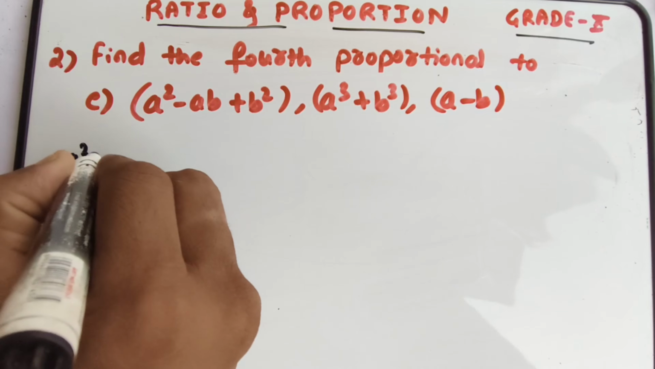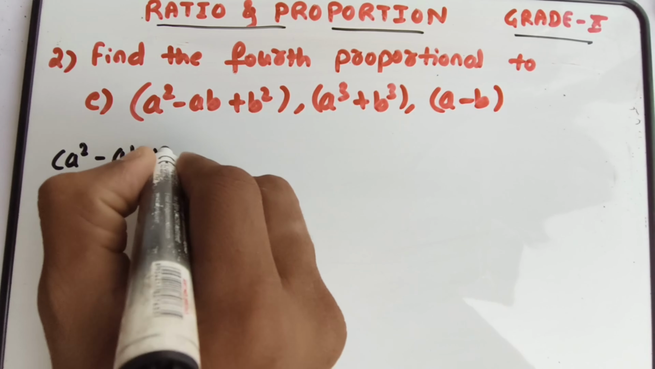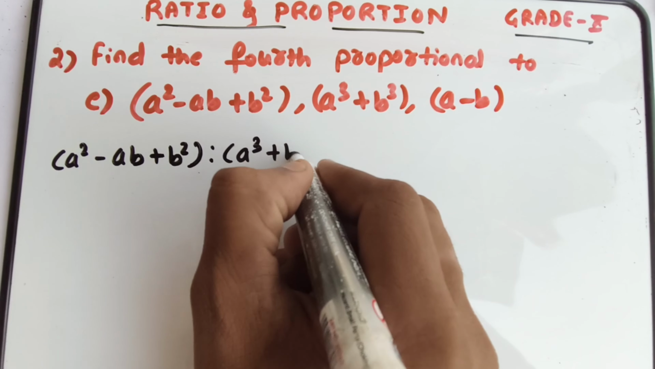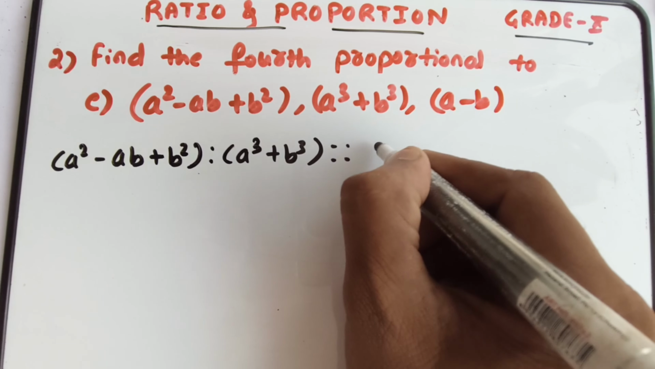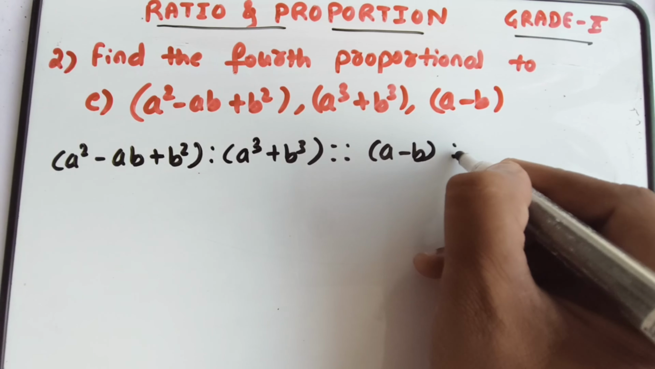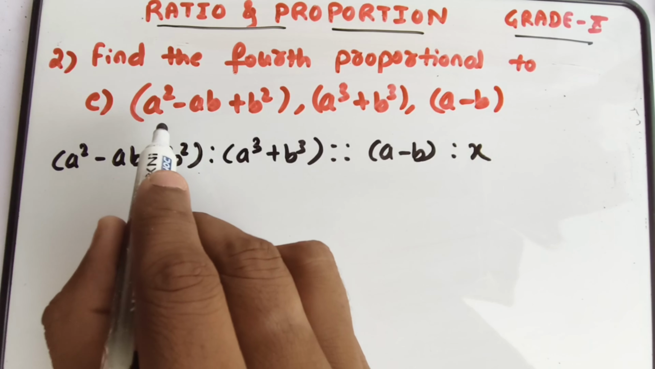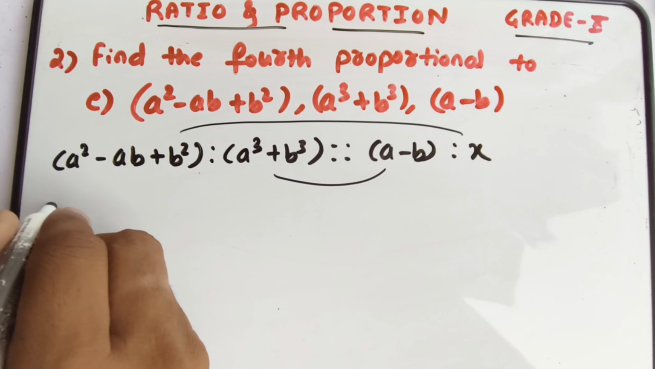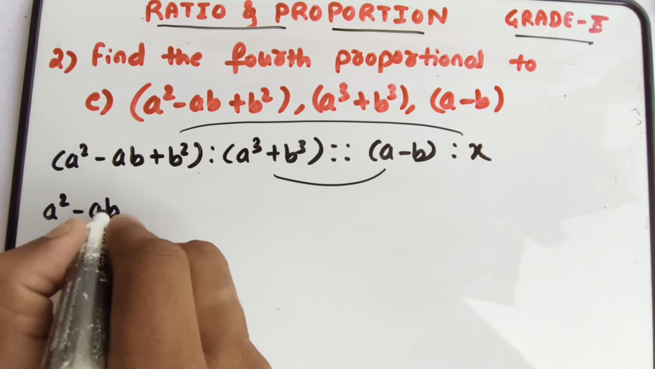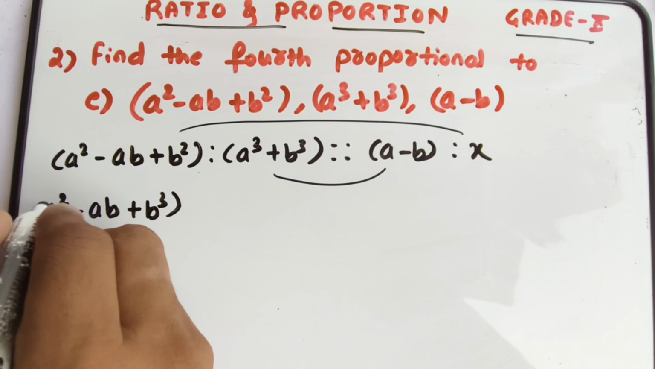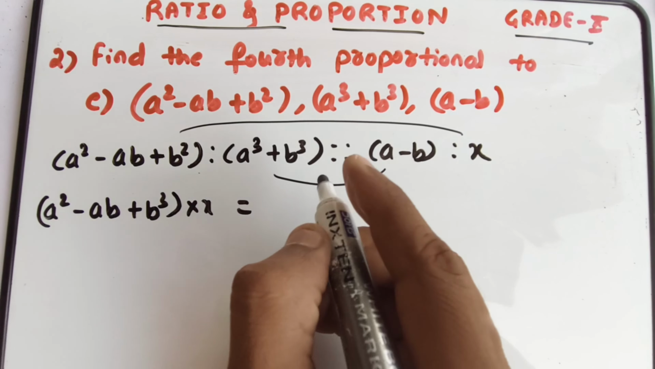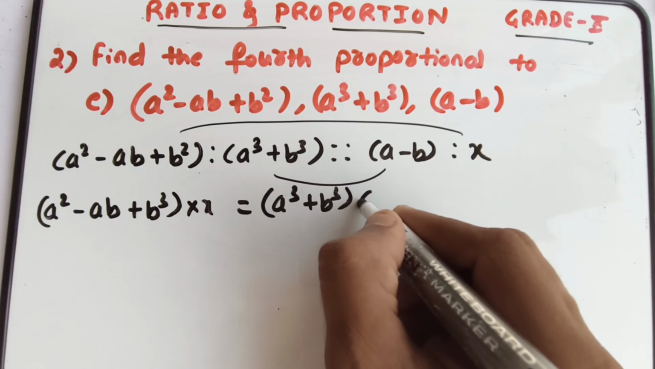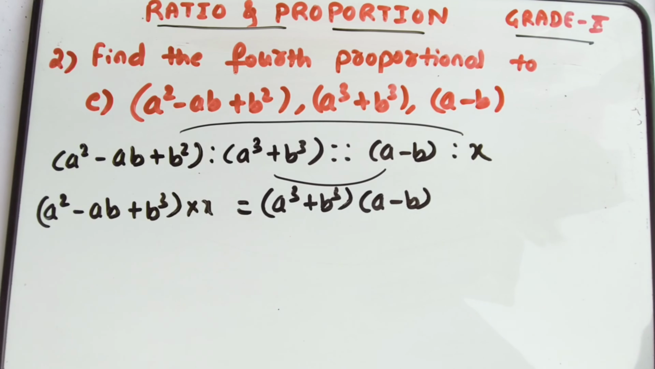Find the fourth proportional to these given numbers. Let me write a square minus ab plus b square ratio a cube plus b cube is proportion a minus b ratio x. Again, the product of extremes is equal to the product of means. a square minus ab plus b square into x is equal to a cube plus b cube into a minus b.